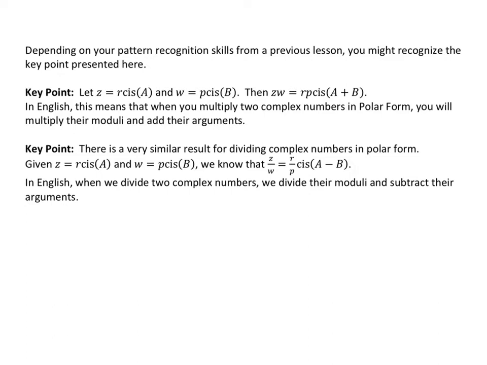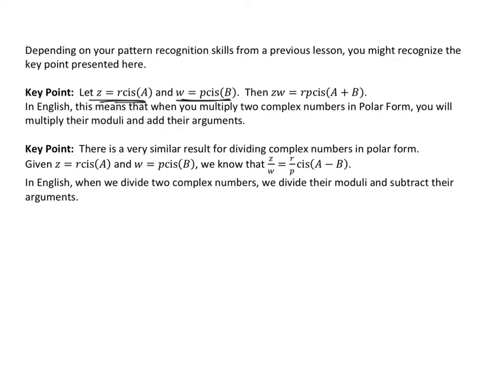So the first key point: imagine that you have two complex numbers that are given in polar form. I'm calling the first one z and saying its modulus is r and its argument is a. The second complex number I'm calling w, and its modulus is p and its argument is b. What this key point says is, when you multiply those two complex numbers together, you can do it by multiplying their moduli together and adding their arguments together. Which means, if we had these written in rectangular form, we would multiply them by FOIL, by binomial multiplication. But if they're in polar form, we can do it by using this property of polar numbers.